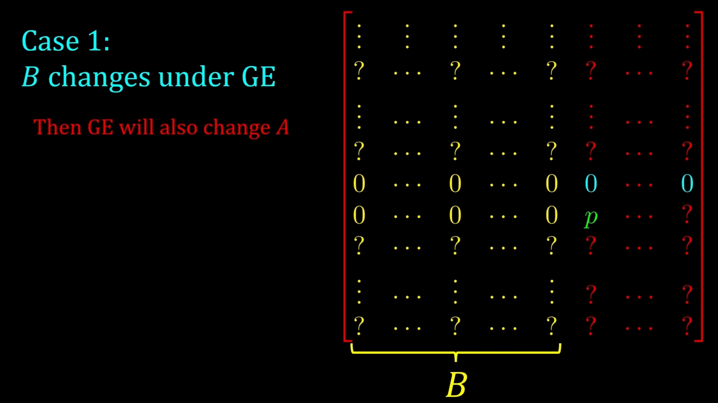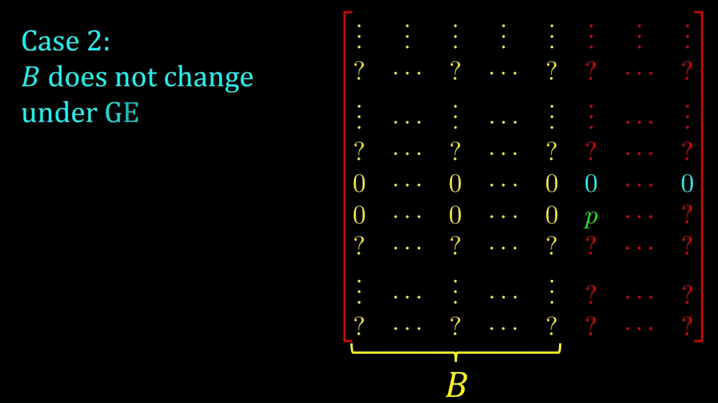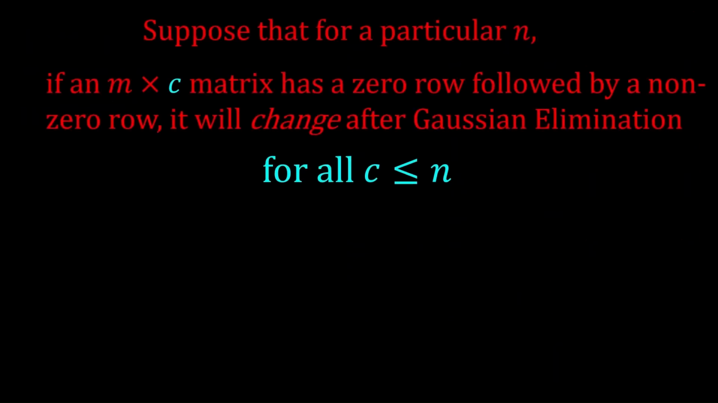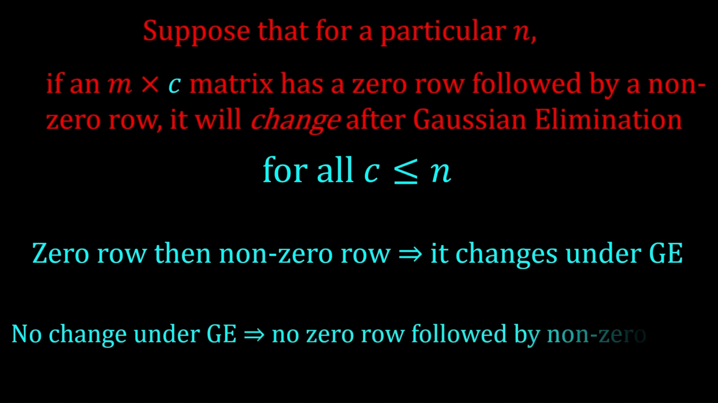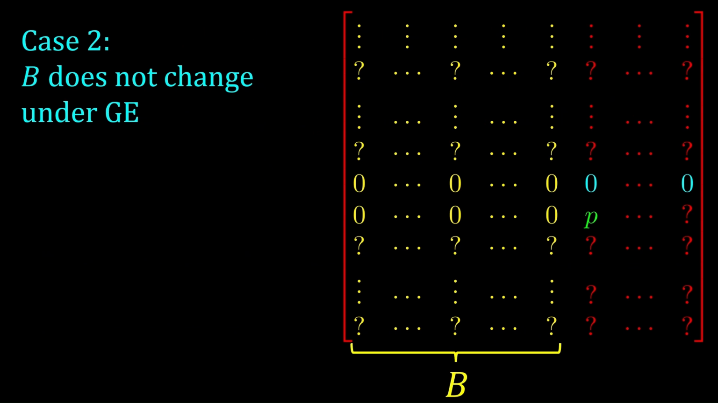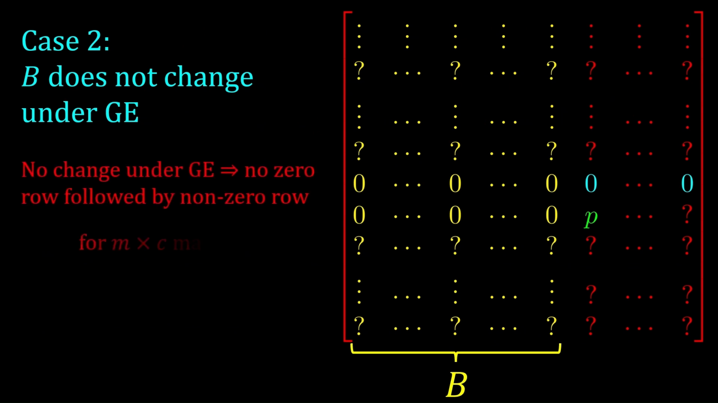We're more interested in the difficult case where B doesn't change under Gaussian elimination. Now what? Well, we can actually use the inductive hypothesis. This is basically saying if you have a zero row and then a non-zero row, then Gaussian elimination changes that matrix. By contrapositive, if the matrix doesn't change, then you don't have an instance of a 0 row and then a non-zero row.